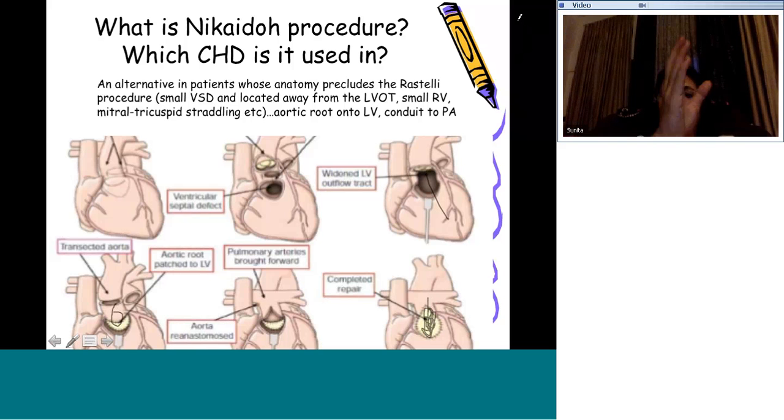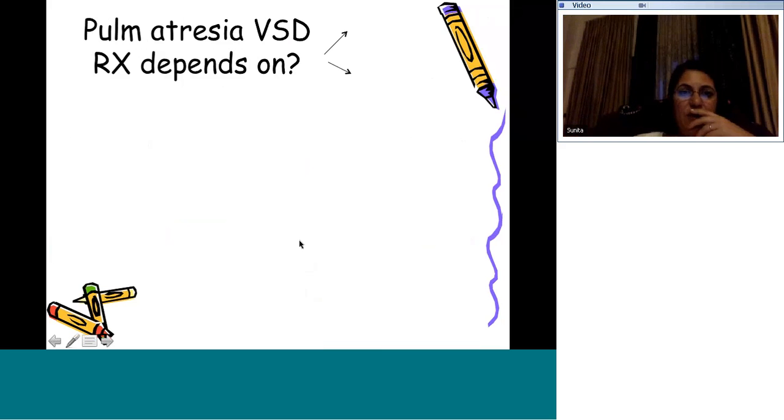Now it may be you need to do a conduit to the PA, either a patch or a conduit to the PA, that depends on the anatomy. But what defines the Nikaidoh is really what is called aortic root translocation. You take the aortic root and translocate it onto the left ventricle. It is used in non-rootable situations where LV cannot be rooted to the aorta, therefore precluding a Rastelli procedure. All clear on this? Okay, we'll move on to next.